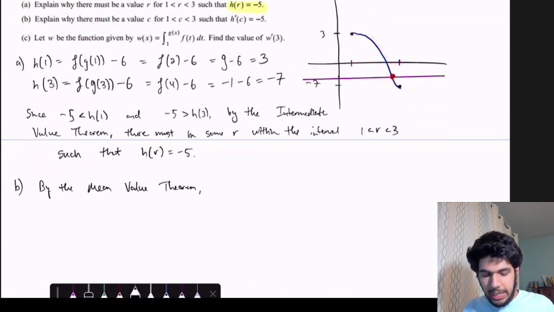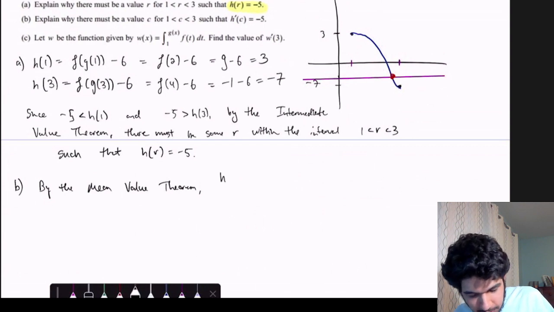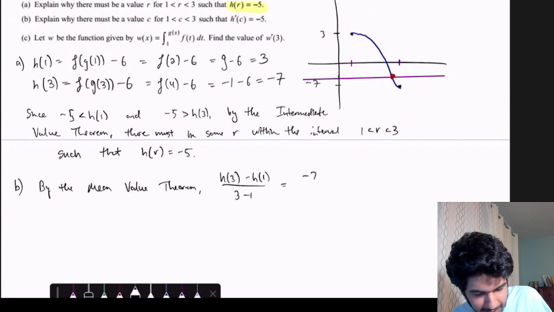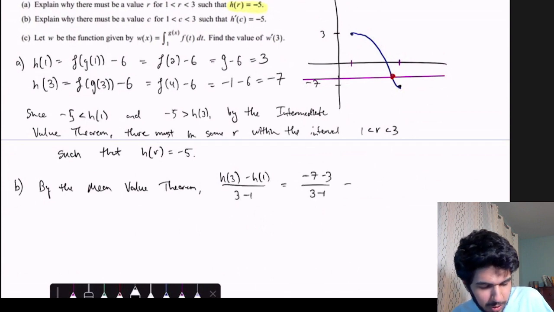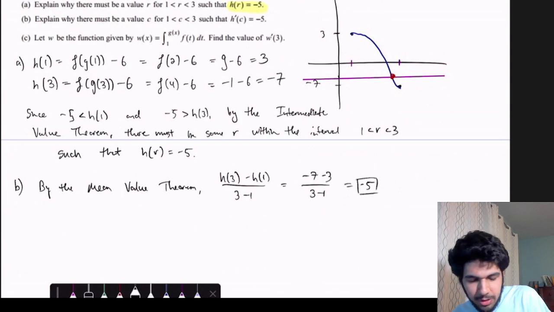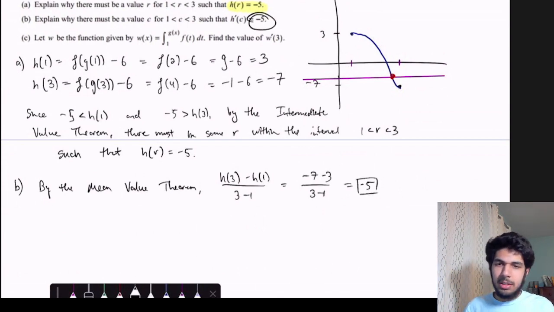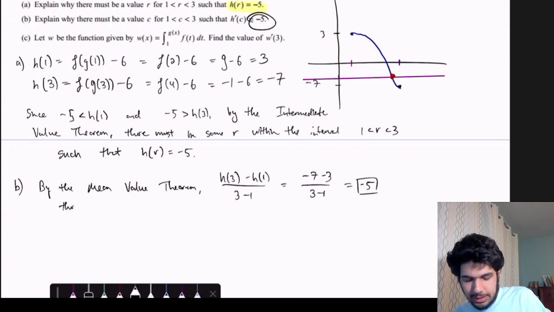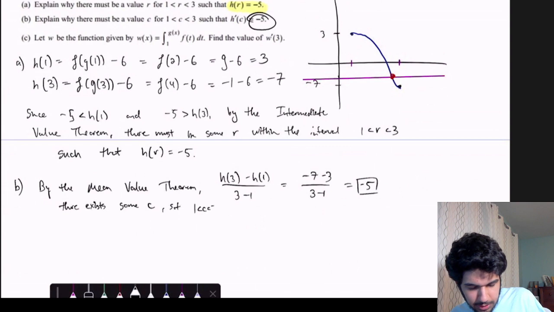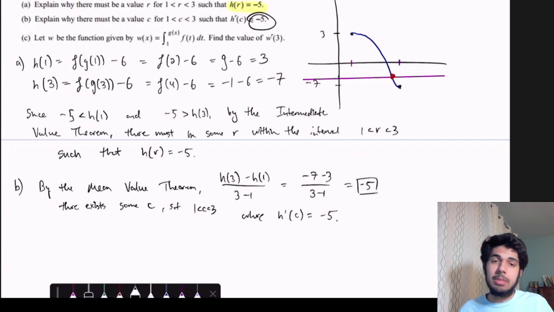You're like, well, why are we going to do that? Because we'll see that h of 3 minus h of 1 divided by 3 minus 1 is negative 7 minus 3 over 3 minus 1. That's equal to negative 5, which is what we were looking for here. So by the mean value theorem, there exists some c such that 1 less than c less than 3, where h prime of c equals negative 5, and that's by the mean value theorem. So again, recalling those two theorems is very important.